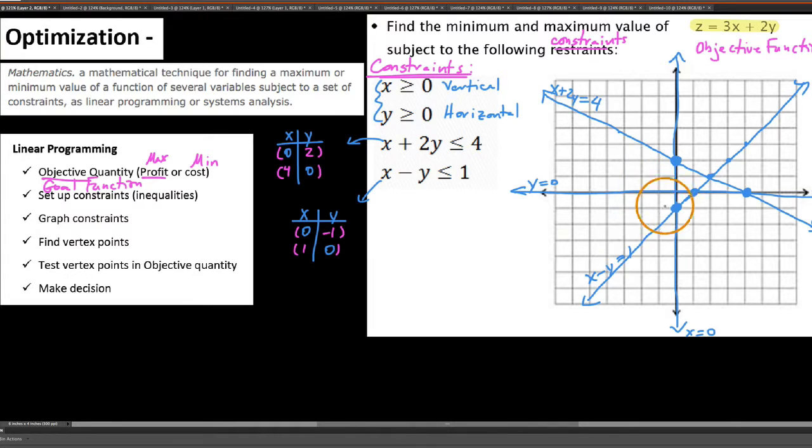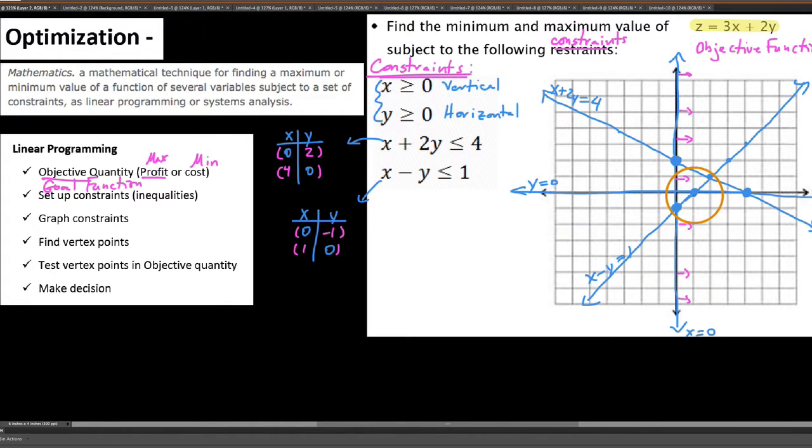So what we're going to do now is go back and shade our feasible region. And the way we're going to do that is basically by testing a point. Now for x is greater than or equal to 0 and y is greater than or equal to 0, I don't need to test a point to tell you that if x is greater than or equal to 0, we're talking about all of the x values that lie to the right of that constraint.